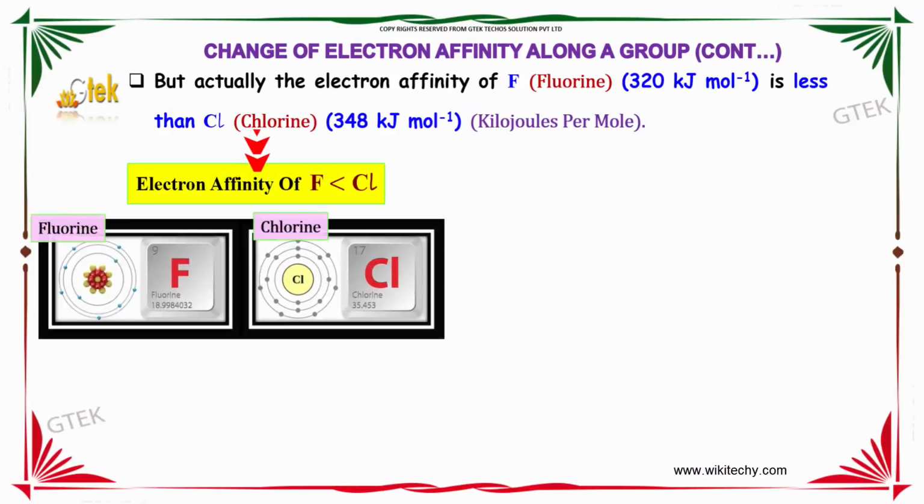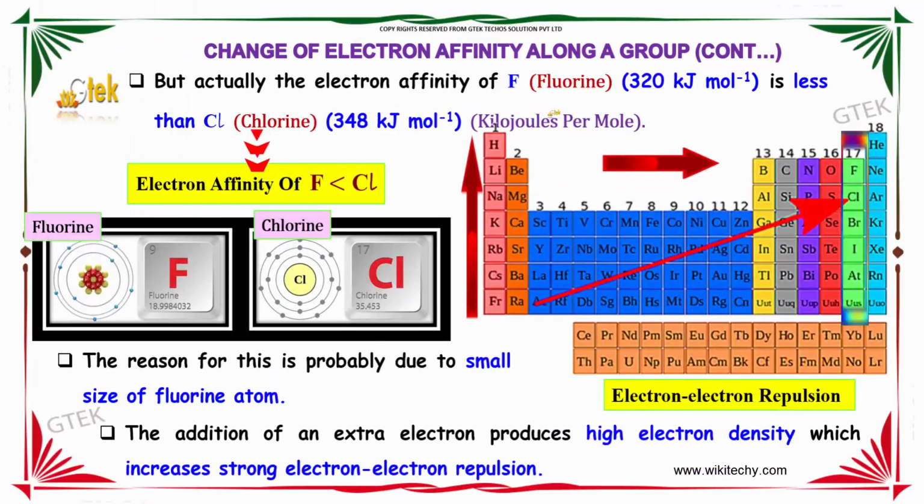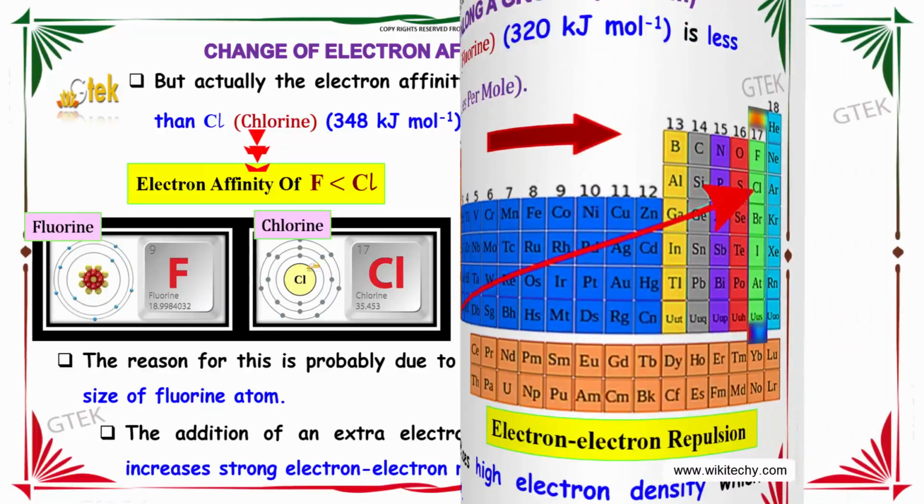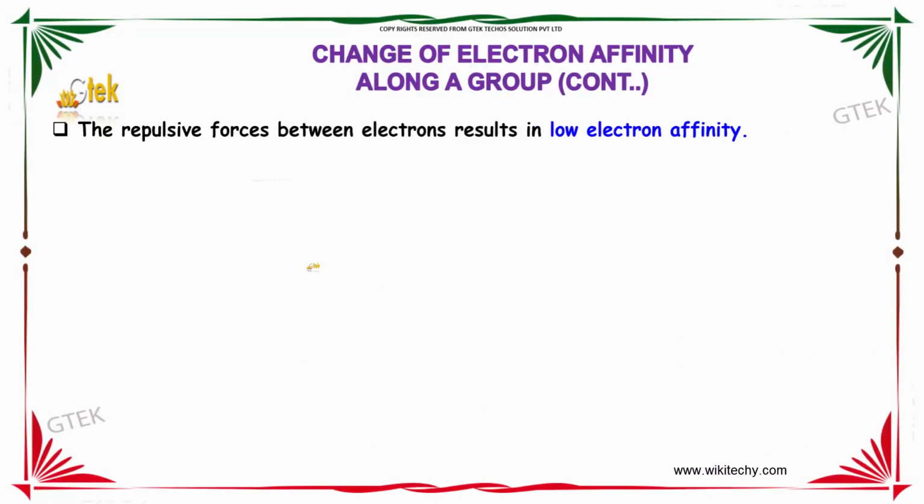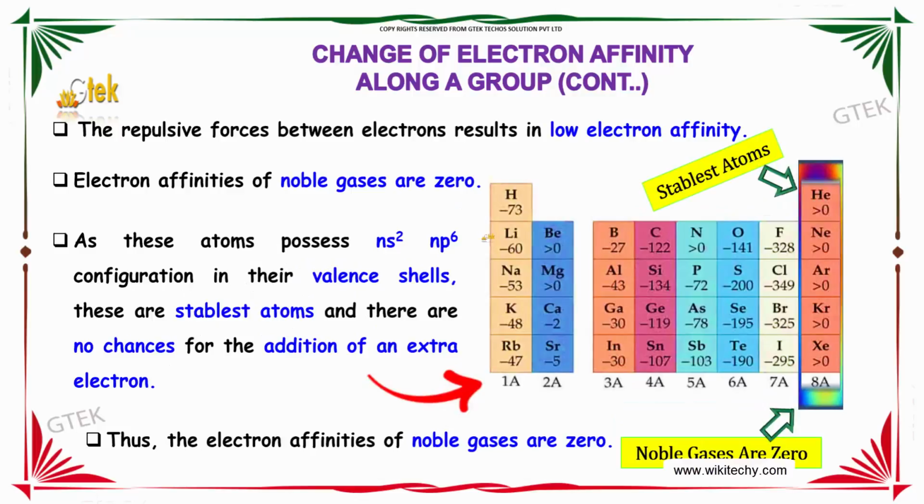But actually, the electron affinity of fluorine, 320 kilojoule, is less than chlorine, which is 348 kilojoule. The reason for this is probably the small size of the fluorine atom. The addition of an extra electron produces high electron density, which increases the strong electron-electron repulsion. The repulsive forces between electrons result in low electron affinity.